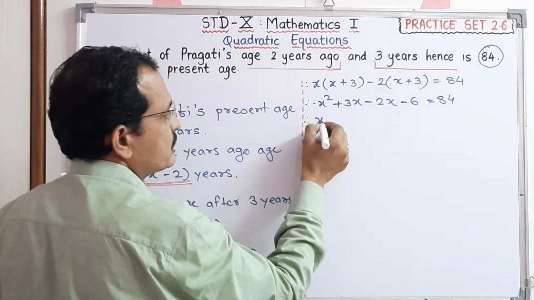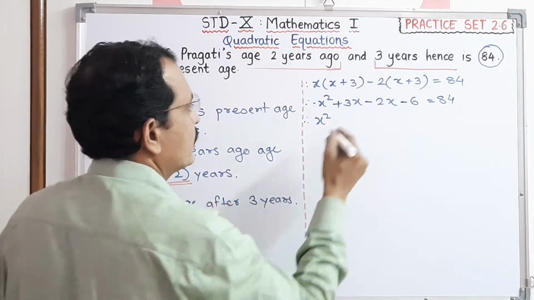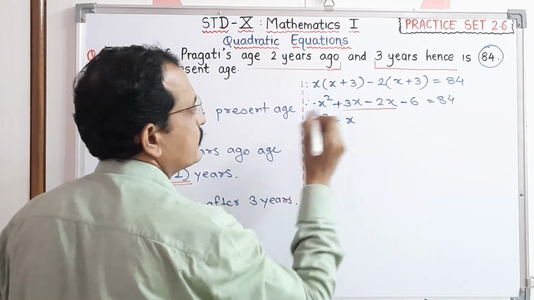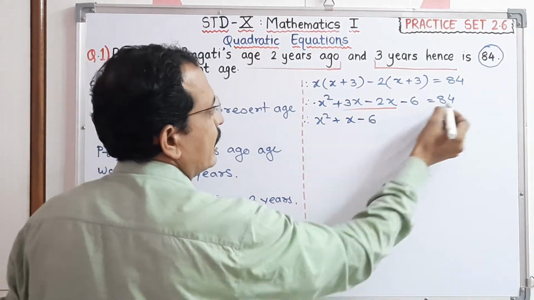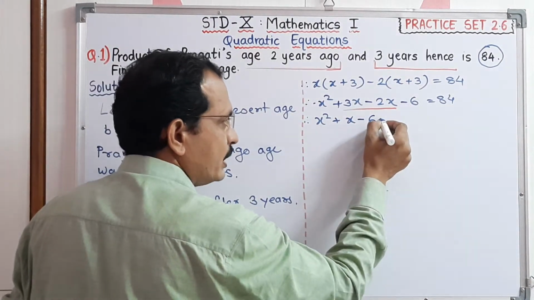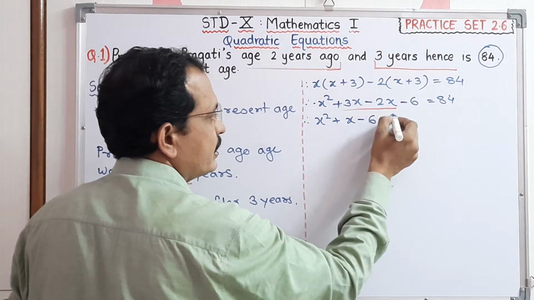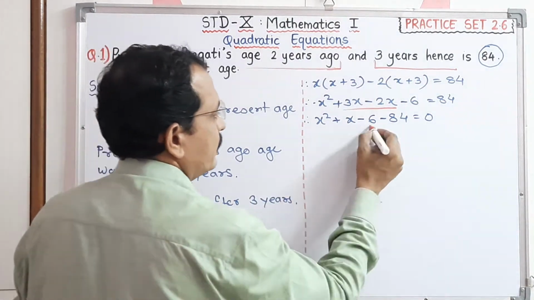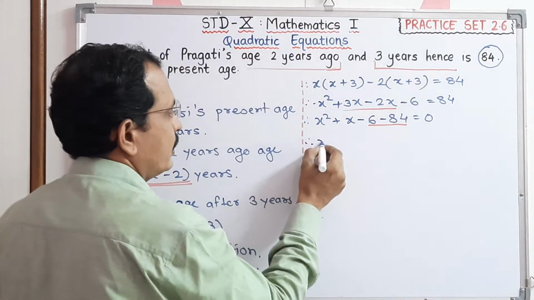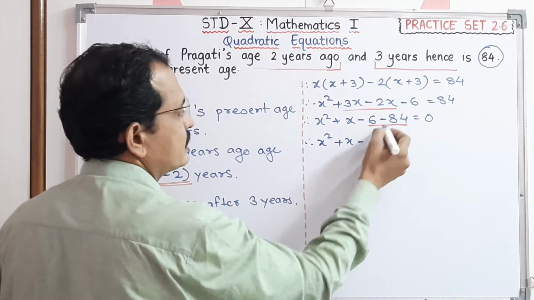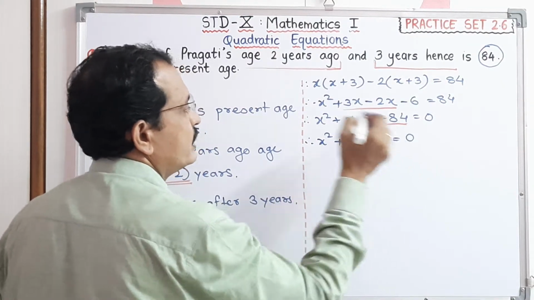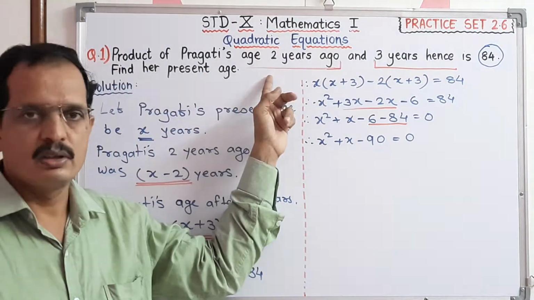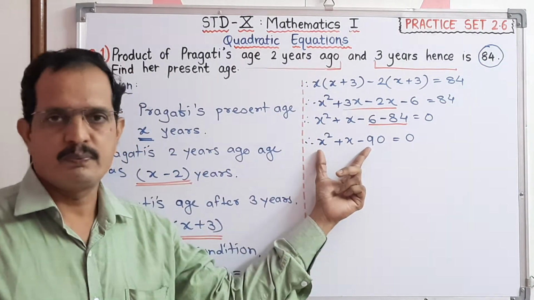Now here similar terms are there, x square, this plus 3x and minus 2x. It is x, minus 6, and this 84, we take on this side. It is minus 84 equal to 0. Now see, we write here x square plus x minus 90. Now this is the quadratic equation we formed from the given information. Now this we have to solve.